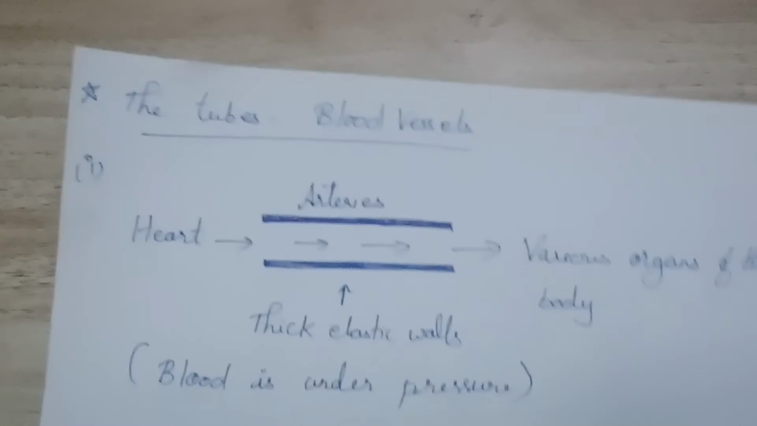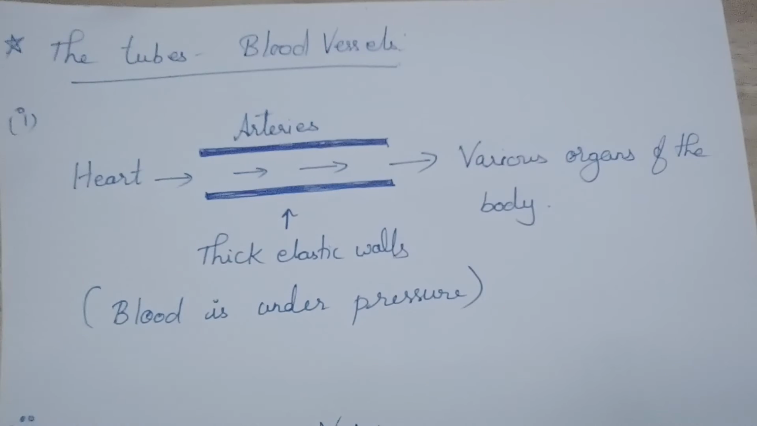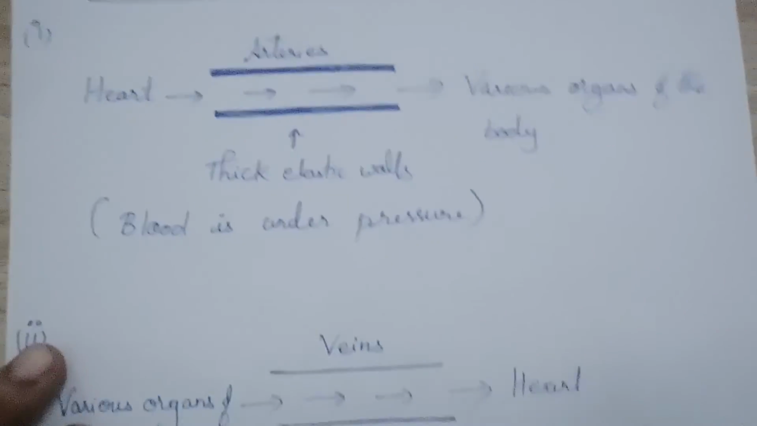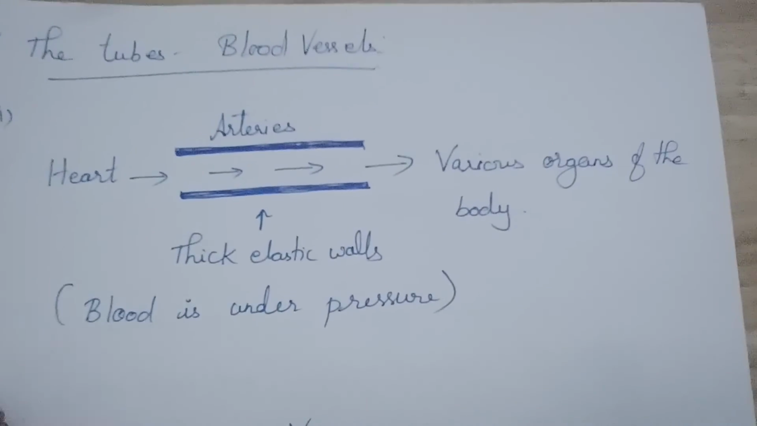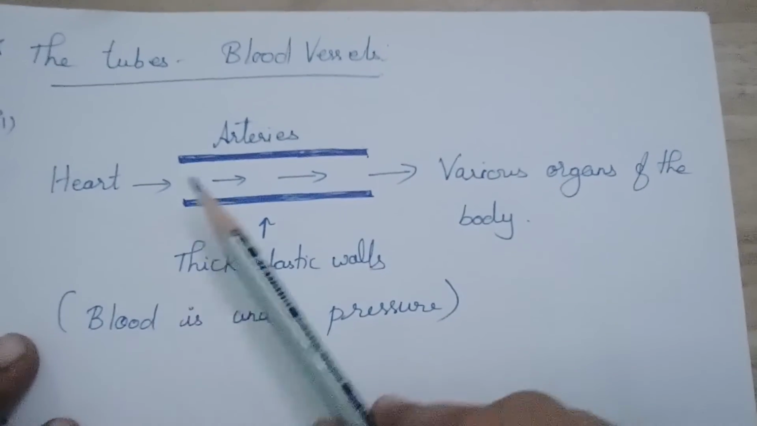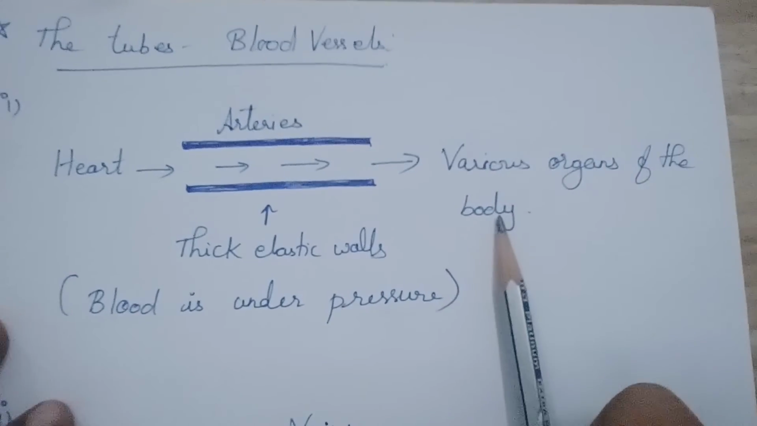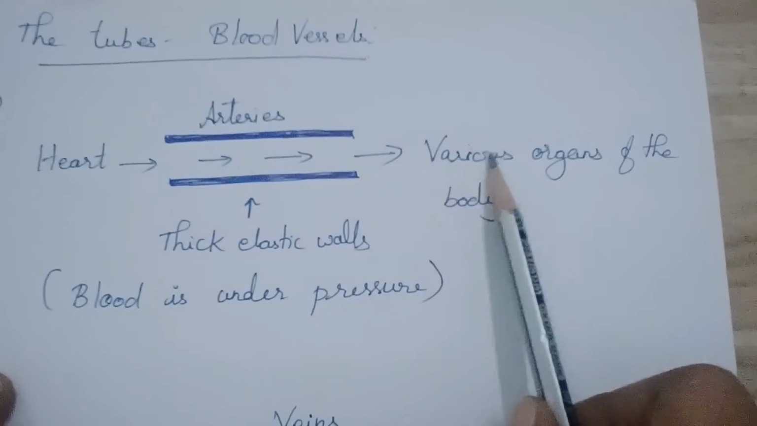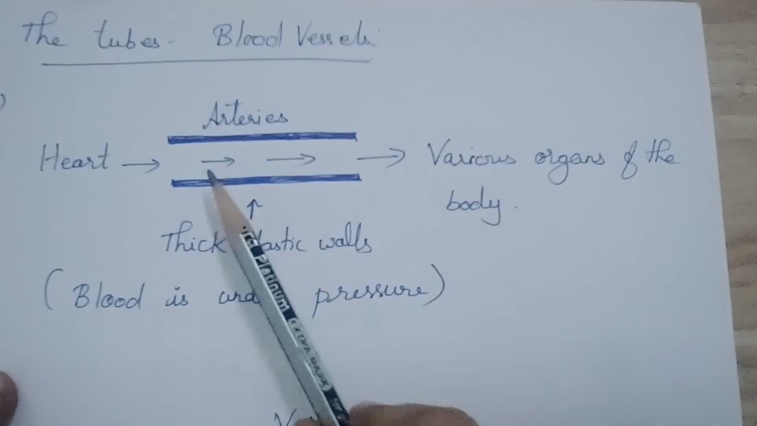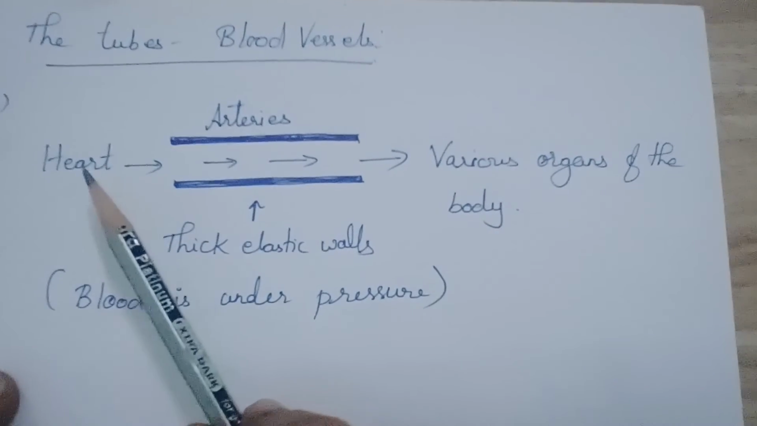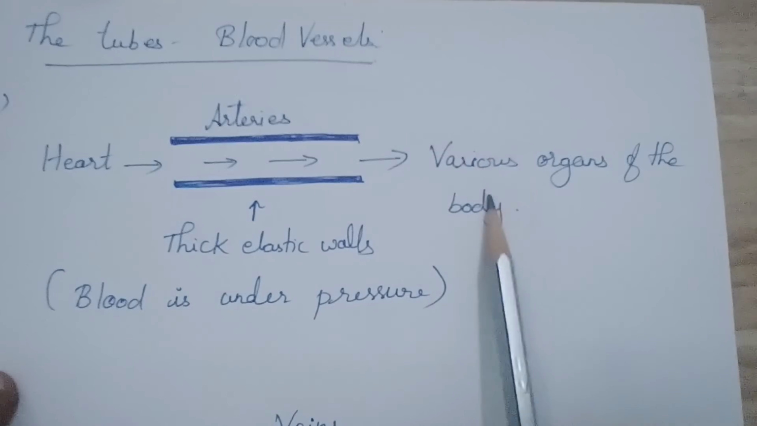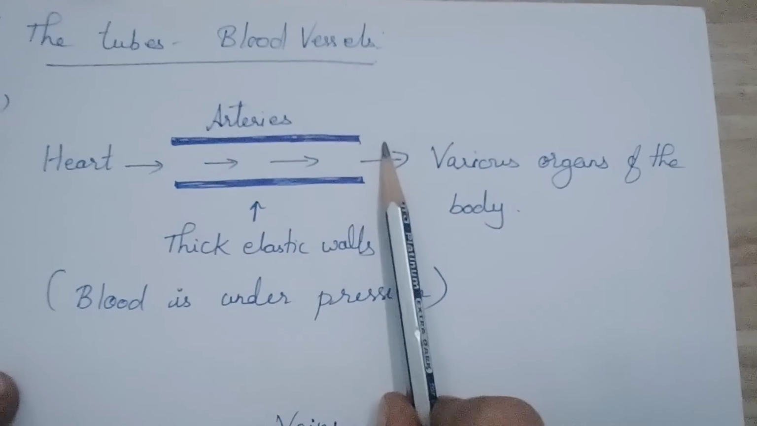Next one is your tubes. Tubes, nothing but your tubes. Here they mention about the blood vessels. Okay, blood vessels. What are the two blood vessels? You know, arteries and veins. Okay, heart. From heart, through the arteries, blood is flowed to all the parts of the body, right? Blood is supplied to all the organs of the body through the arteries from heart, right? From heart to various organs of the body, through arteries the blood is flown.